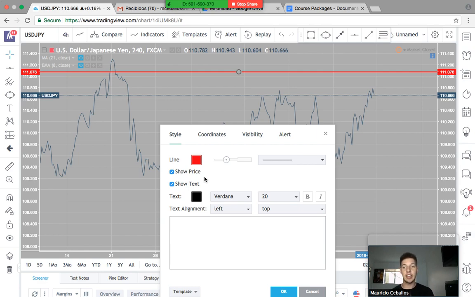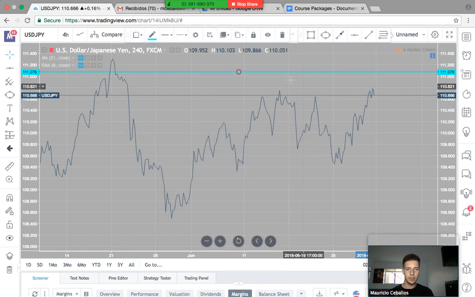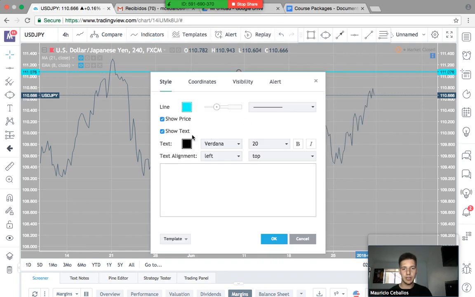Every single color I use and every single thing I put on the market is there for a reason. On this area we're putting red because I want to be aware when the market goes there. I want to be alerted. So I change the color to red: format, change it to red, and now I just place OK.